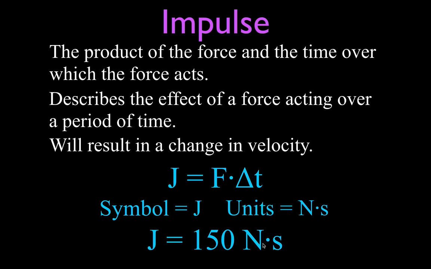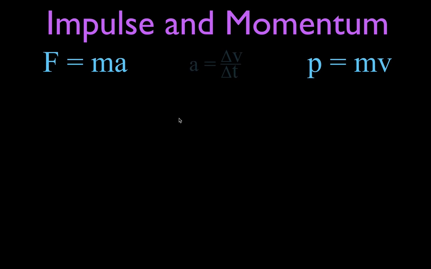All right, so now let's talk a little bit about how impulse and momentum are related. I think this is the best way to think about the relationship. They're related to each other by these two equations. Newton's second law: the force is equal to the mass times the acceleration. And the momentum equation: P for momentum is equal to the mass times the velocity. And I like to think that they're related through the equation for the acceleration, which is simply the change in the velocity over the change in time.